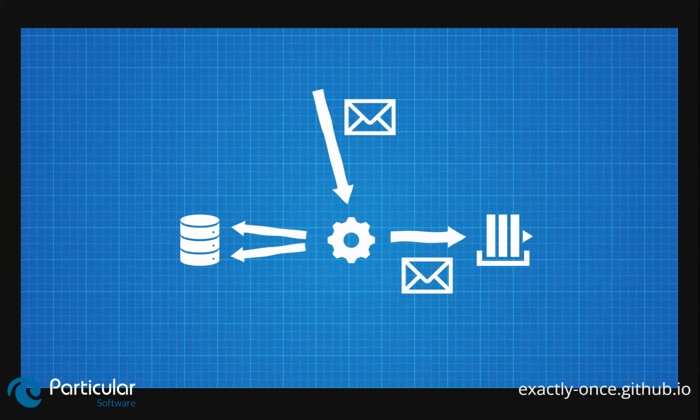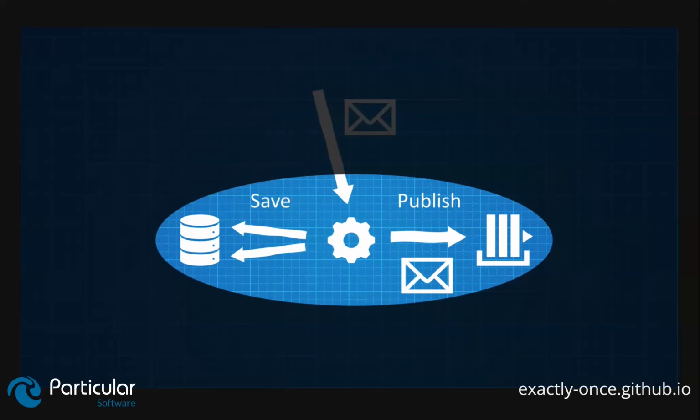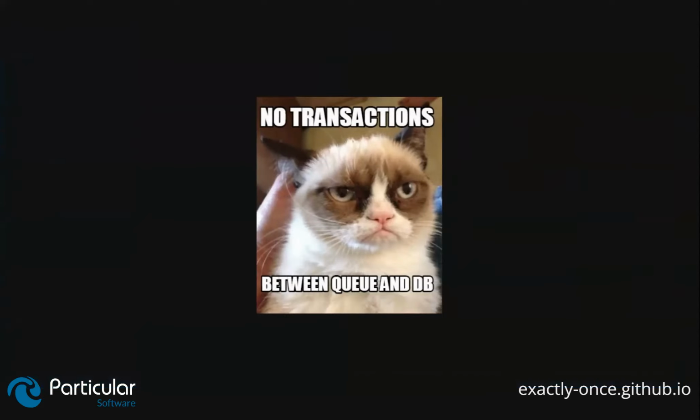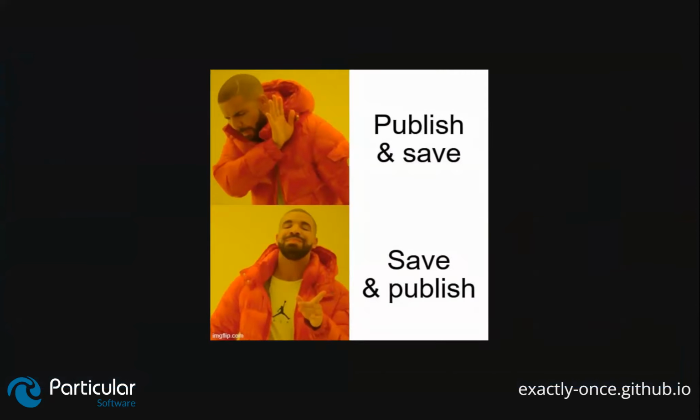Okay, now we have the left part covered. Let's take a look at the right-hand side, which is a queue where we publish outgoing messages. Again, we are in a situation where only Drake can help us, because we have two operations: saving the data and the messages processed, and publishing a message. And unfortunately, we have no transactions between these two. So what's Drake's advice here?